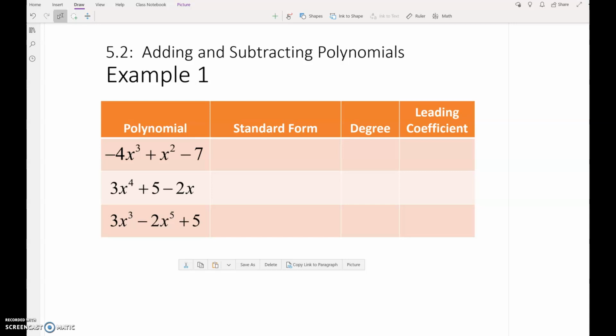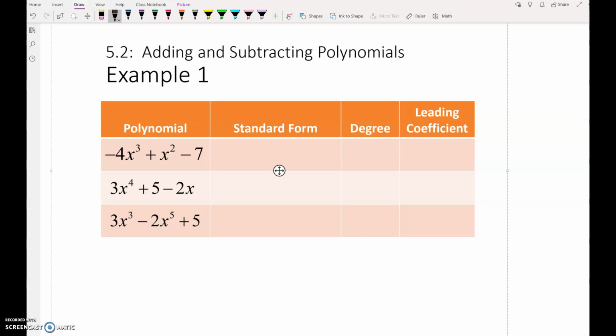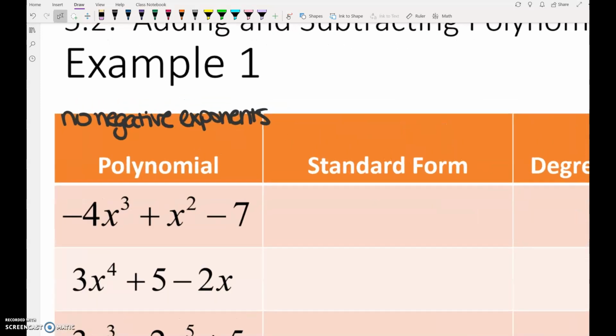So this is the first slide that you have. And I want you to add a few things to this. So where it says polynomial, I want you to write no negative exponents and number exponents only. Sometimes when defining polynomials, it's easier to say what a polynomial is not. So if you see negative numbers in the exponents, it's not a polynomial. If you see x's in the exponents, it's not a polynomial.